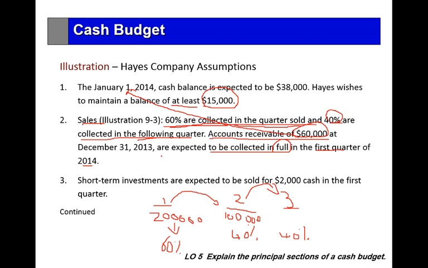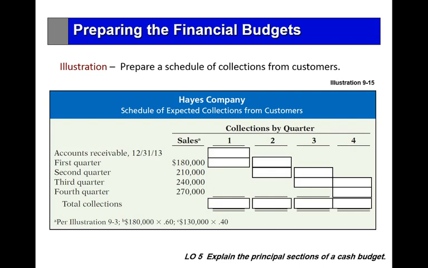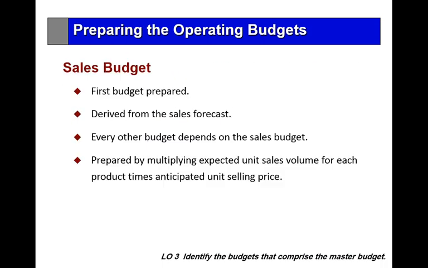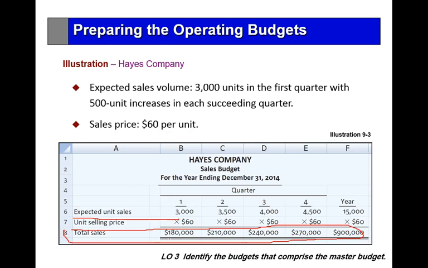Here in our example, if we go ahead to this slide in preparing the financial budget, prepare the schedule of collection from customers. Here we have 180,000, 210,000, 240,000, 270,000. These are total sales from the first budget, the sales budget, 900,000 total.